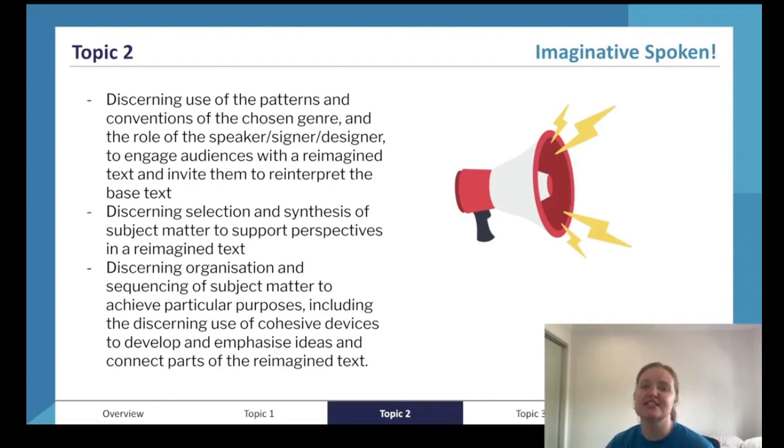Discerning selection and synthesis of subject matter to support perspectives in a reimagined text. So again, thinking about logic flow, thinking about the shape of a story, how you're manipulating emotion, mood, and tension to create certain responses. And then discerning organization and sequencing of subject matter to achieve particular purposes, including the discerning use of cohesive devices to develop and emphasize ideas and connect parts of the reimagined text.